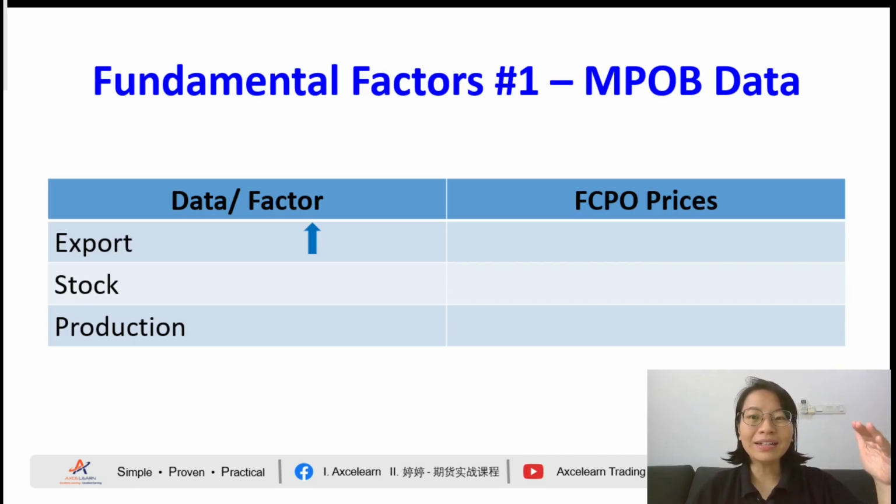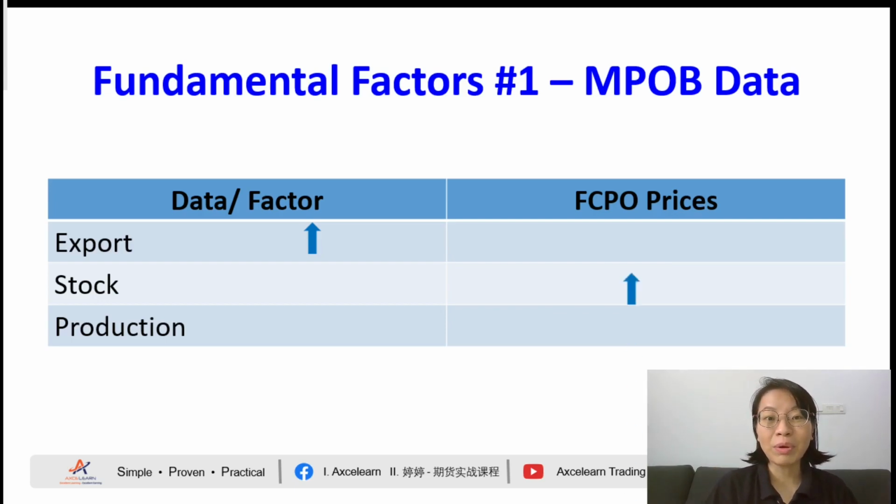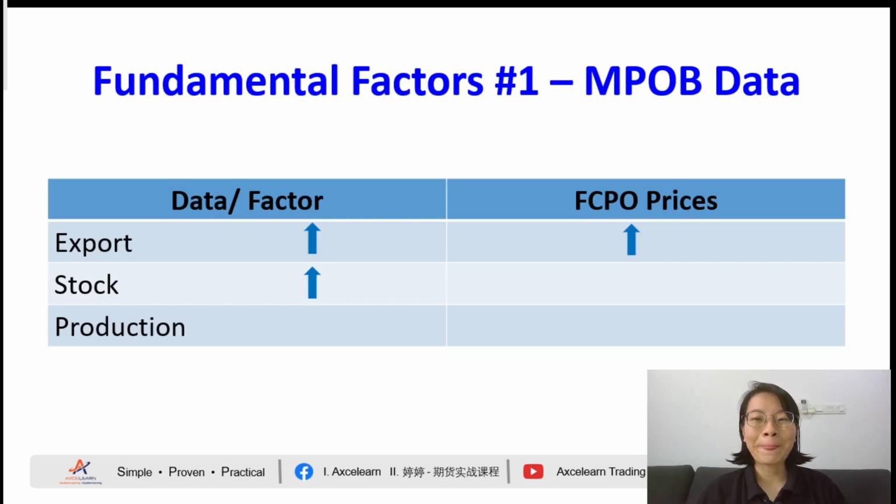If your demand is higher, definitely your price should be higher. If your supply is higher, your price should be lower. So if your export is higher, meaning your demand is higher, then your CPO price should be higher. Now the next one is your stocks. Your stocks is higher, meaning what? Stocks is your supply. So your supply is higher, your CPO price should be lower.